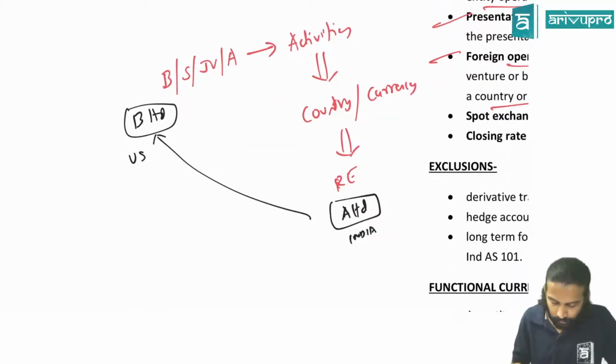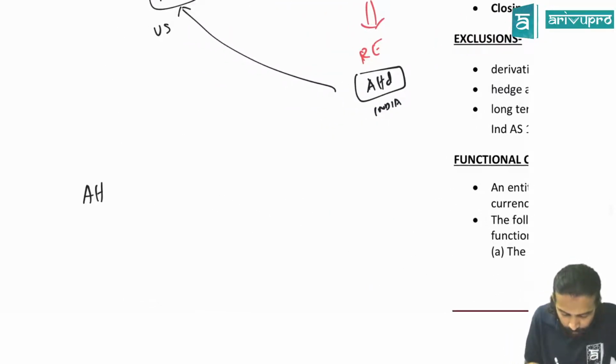Correct? No? Like, let's say, the main company is A Limited. Their functional currency is INR. Can I write FLC now? Their functional currency is INR.